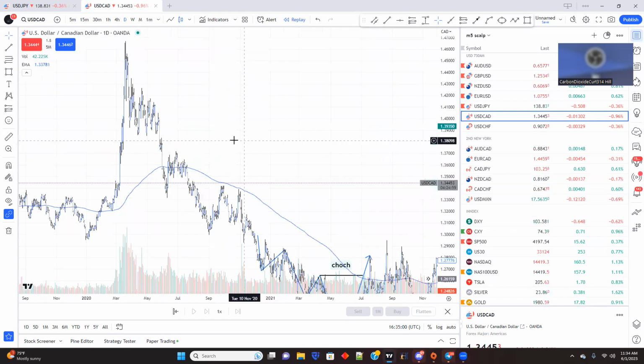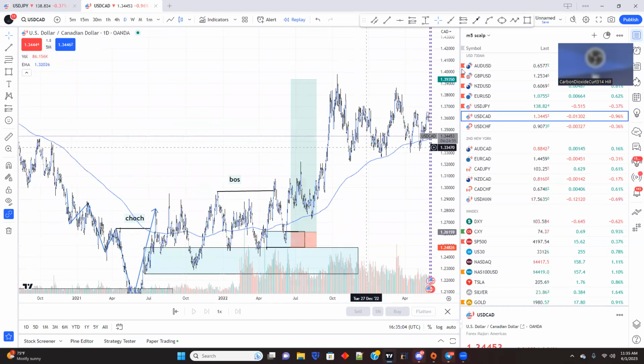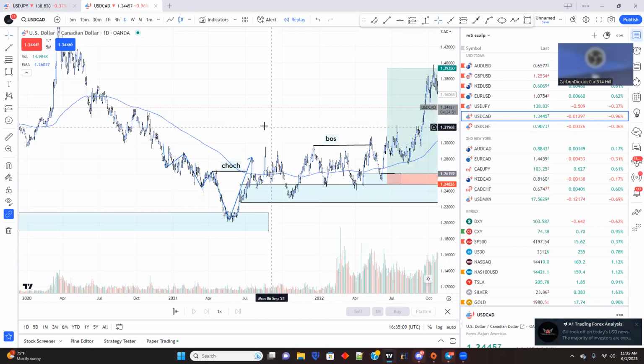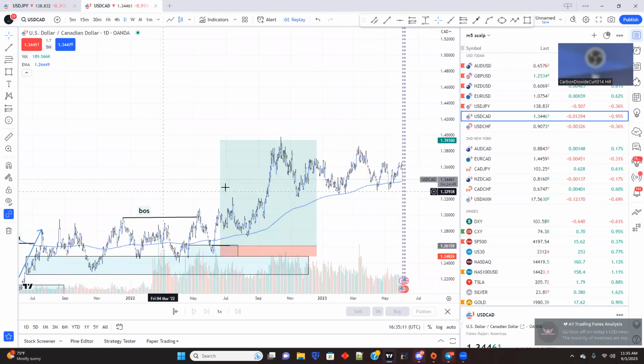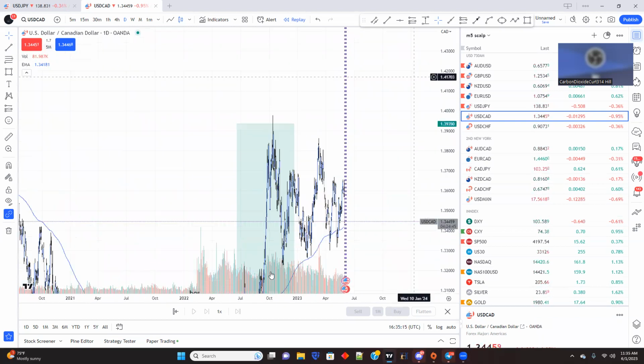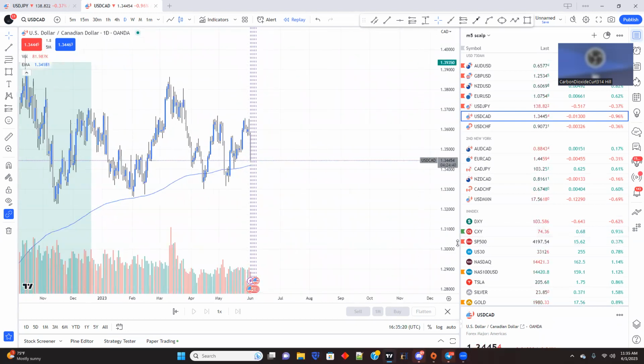Is that a supply right there? It's a lot of supplies right there. But eventually, look what happened. You get what I'm saying as far as reversals. So now that you know that USD CAD is on the uptrend, what should you be looking for? You should be looking for buying opportunities, especially what it's doing right now.